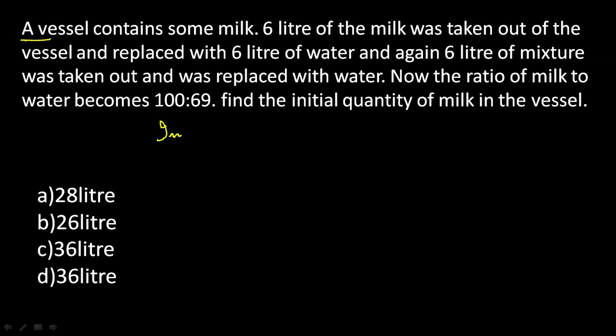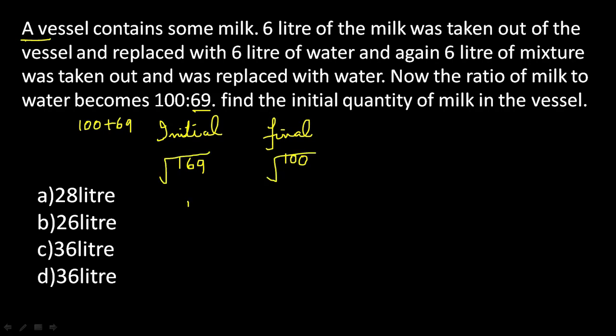So initial and final. Finally, the amount of milk is 100 units. And the water is 69 units, so water is added after taking out the milk. So initially it will be 100 plus 69, that is 169. This process of taking out milk is done 2 times, so we have to take the square root of these two numbers. What we get is 13 and 10.